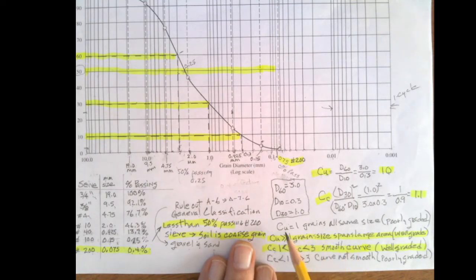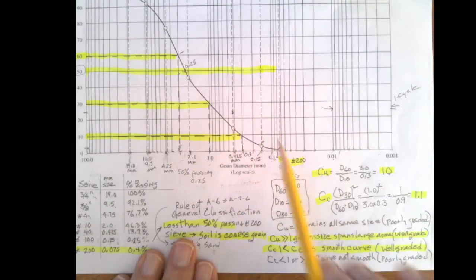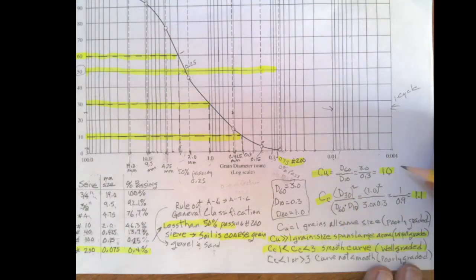When the coefficient of uniformity equals 1, the grains are all the same size, and that means it's poorly graded. Now, what does ours equal? 10. No, look at this. If it's greater than 1, the grain size spans a large area, so it's well graded. We said that at the beginning, looking at how much we covered. So the coefficient of uniformity gives us well graded.